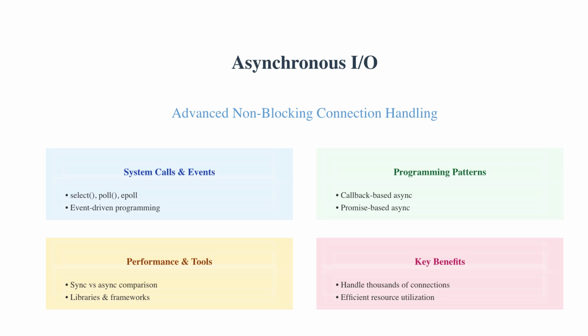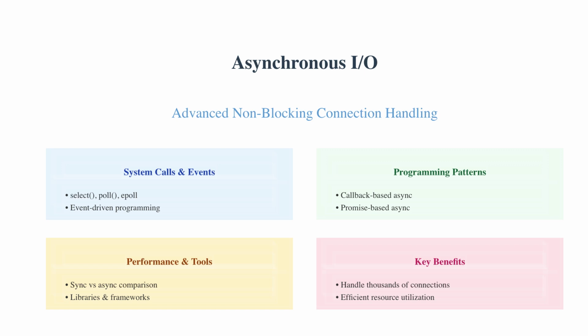Building on those socket programming patterns we just explored, let's now tackle one of the most powerful techniques in network programming, asynchronous I/O. This is where we really see the difference between basic socket handling and high-performance network applications. First, let's understand the system calls that make async I/O possible. We have three main approaches here: select, poll, and epoll. Each represents an evolution in how we can monitor multiple file descriptors efficiently.